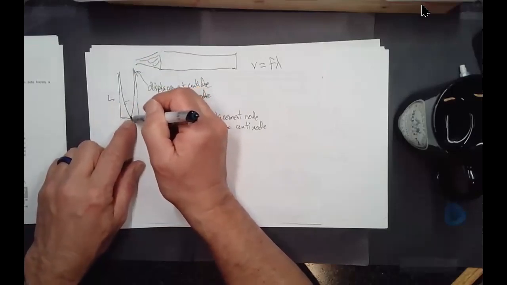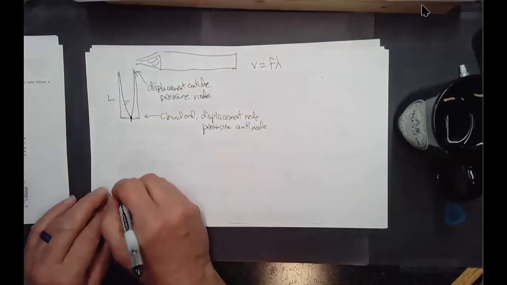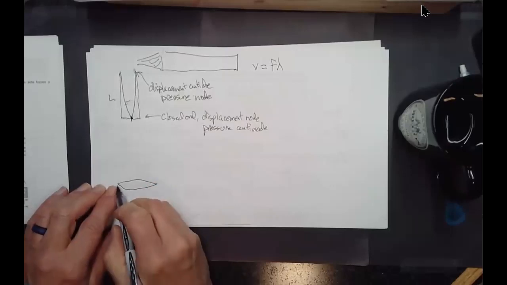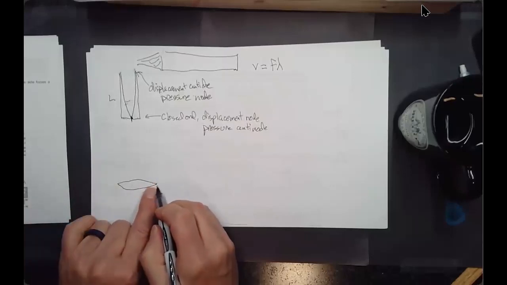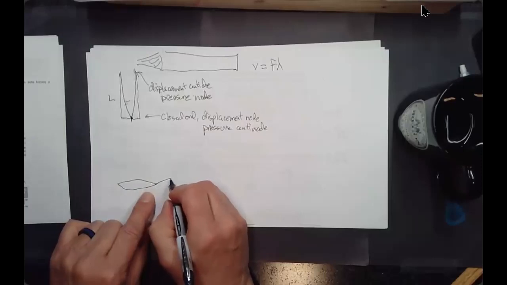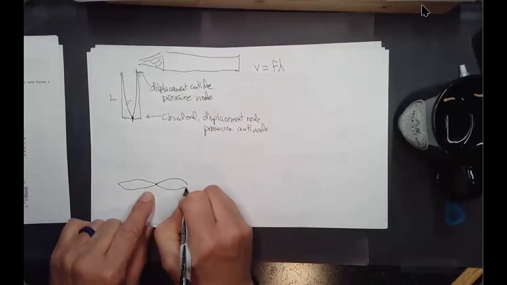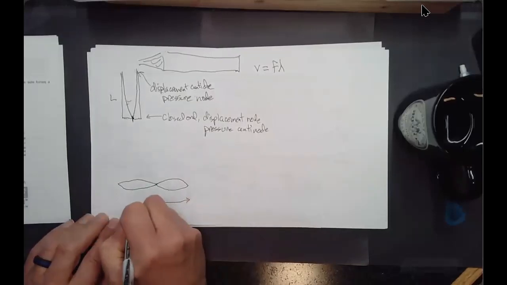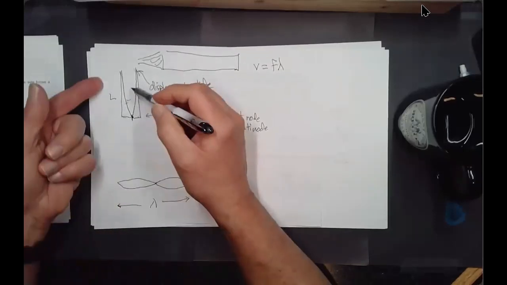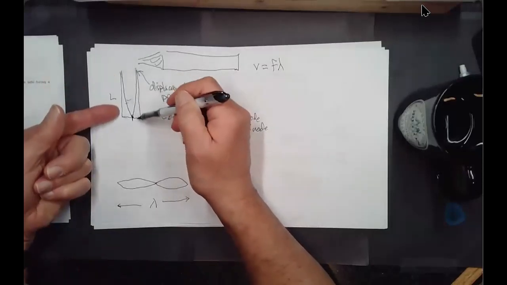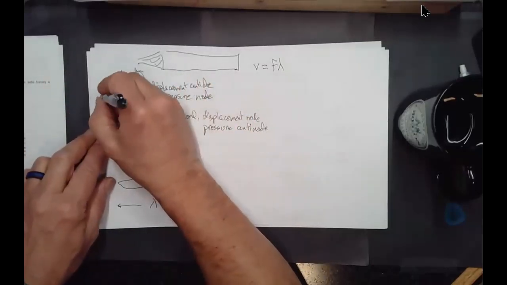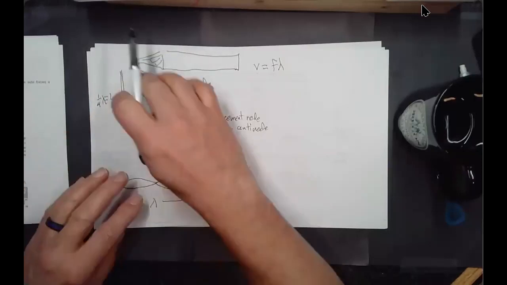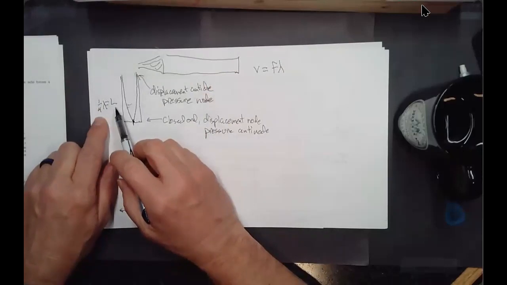To get a full wavelength, here's what a full wavelength would look like. You'd go from one node to another node. That's only half a wavelength, and you have to go all the way to another one. So this is what the wavelength looks like. And in this fundamental mode of vibration, the lowest note, that's only 1/4 of a wavelength. And so that's what you'll happen to have there.